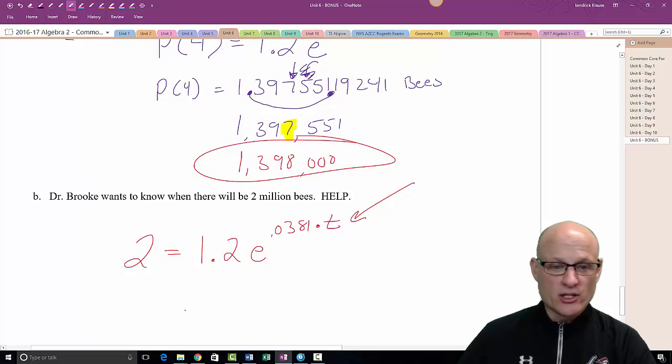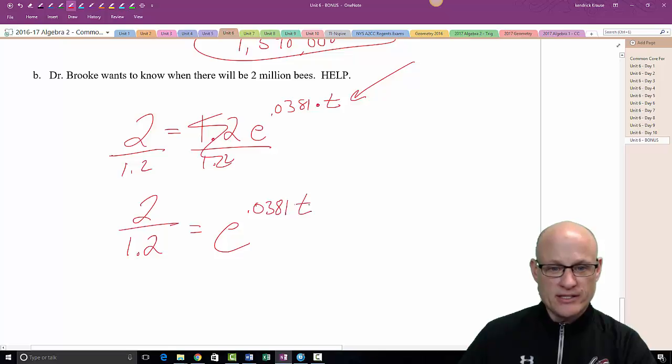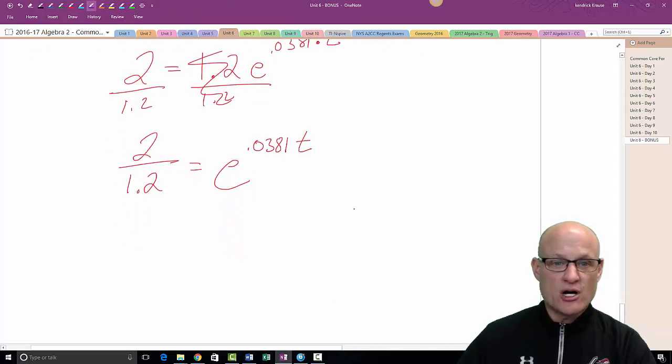All right, get the weird thing alone. We're going to divide by 1.2. And I don't need to put this in my calculator. I'm just going to put it like that. So now what I have is 2 over 1.2 equals e to the 0.0381 t. This is an exponential, and in order to solve an exponential, you must use logarithms.